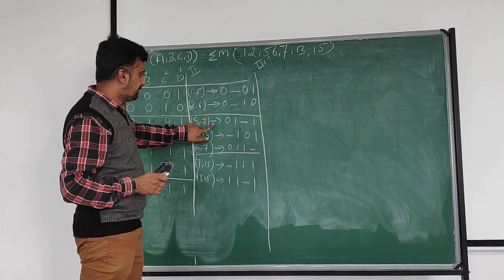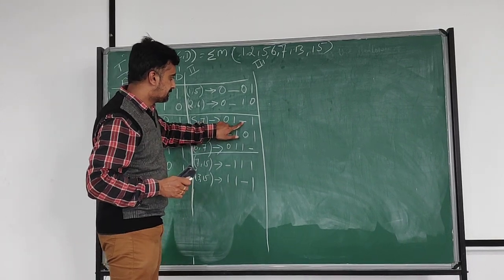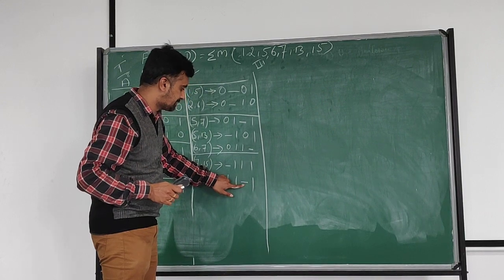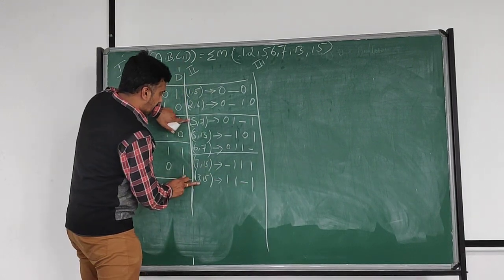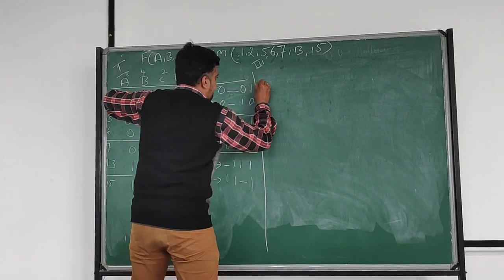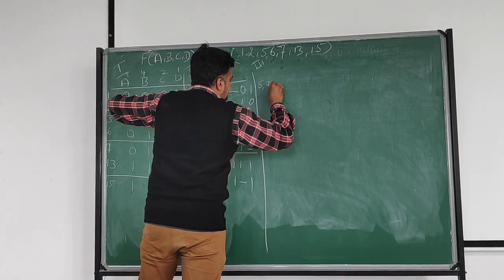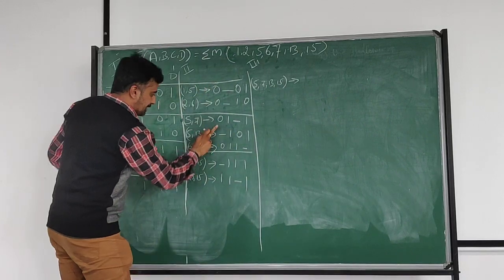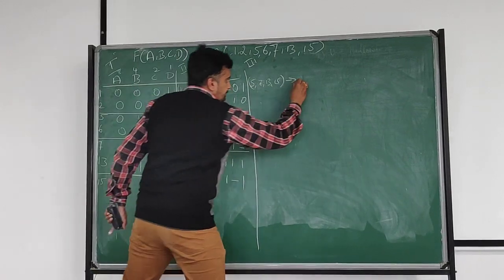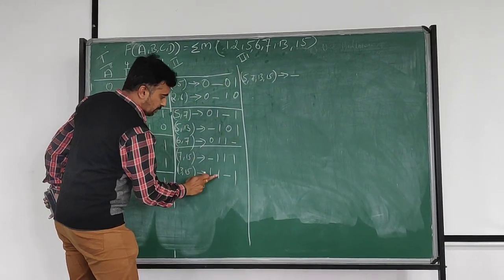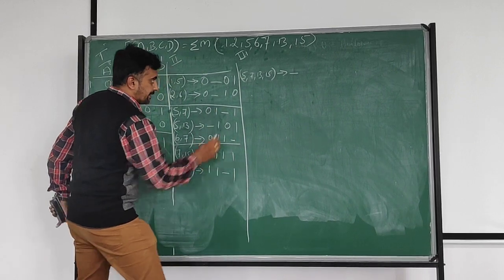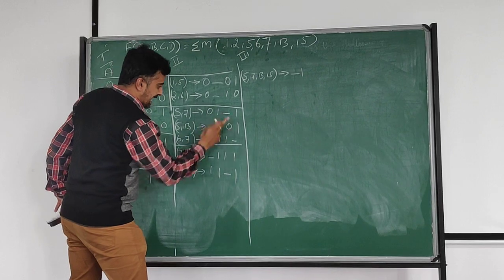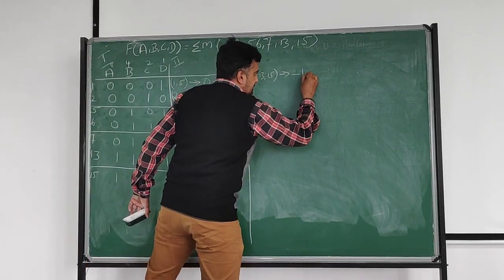Come for 5 7. 5 7 is 0 1 dash. Third dash is available here. Check where this third dash is available. Here the third dash is available. Compare these two, 5 7 and 13 15. 5 7, 13 15. 0 1 change, dash 1 1 1. See. Next, dash dash dash.